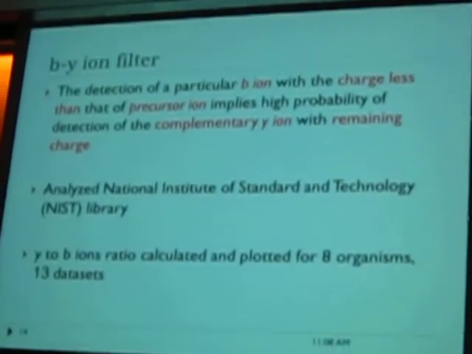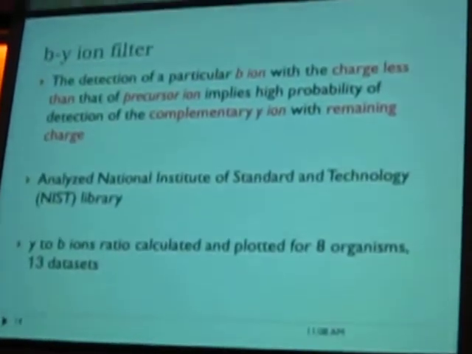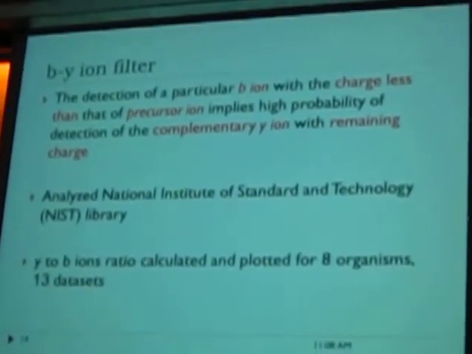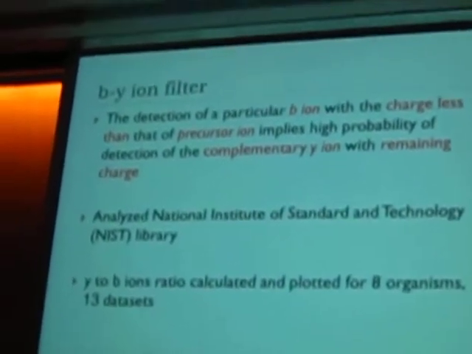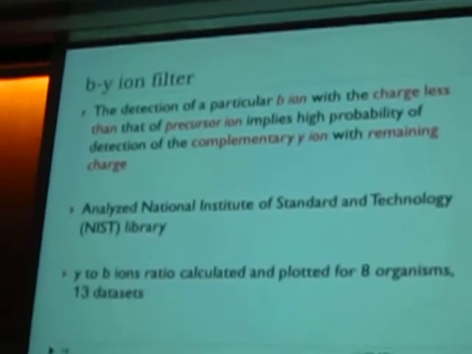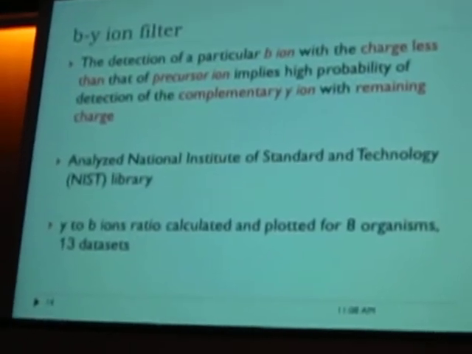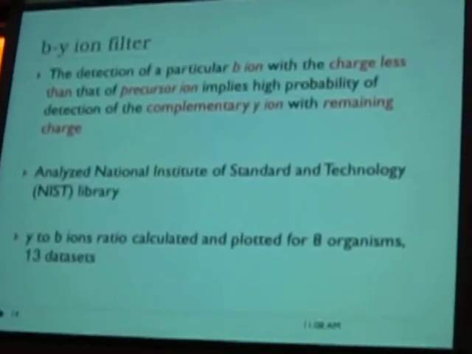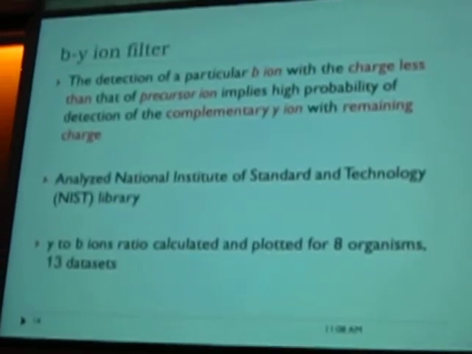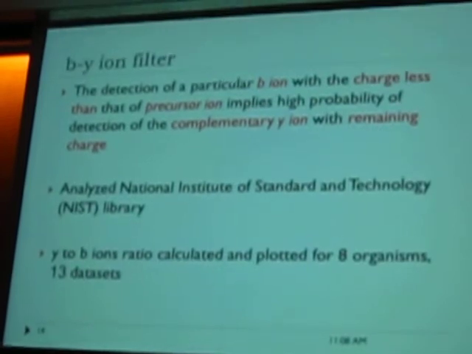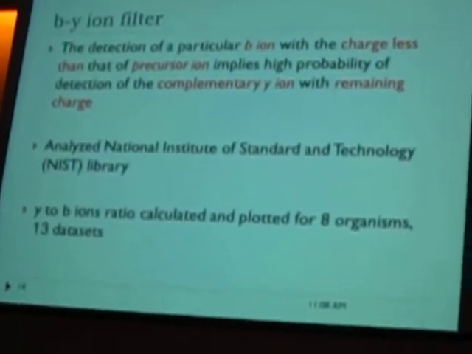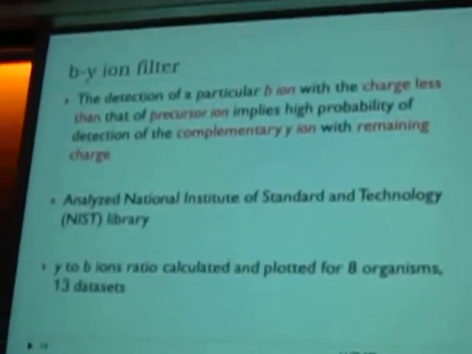What is the BY-ion filter? It's a very simple observation that the detection of a particular B ion with a charge less than that of the precursor ion implies a high probability of detection of the complementary Y ion with the remaining charge. In the sense of chemistry, it looks obvious, but it is more than chemistry. It is the power of the instrument. It's a detection, and it's not really the production. That's why it becomes important.